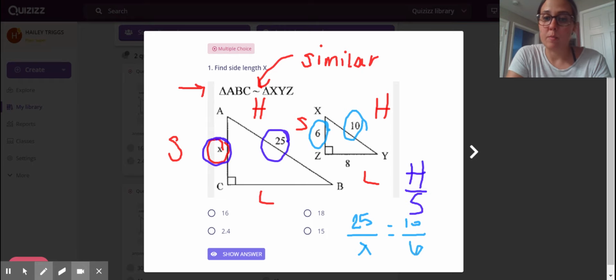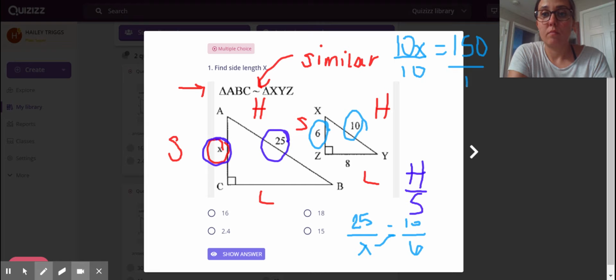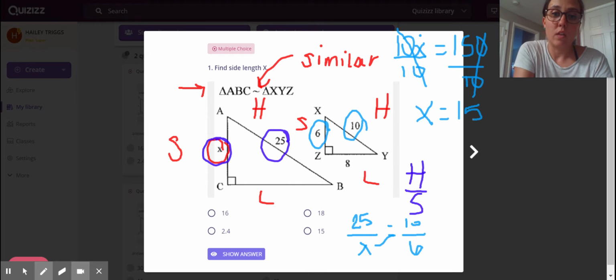So we're going to cross multiply to solve for X. 10 times X is just 10X, and 25 times 6 is 150. Divide by 10. That gives us X by itself. I'm going to use the zero trick. I can cross out the zeros. So 15 divided by 1 is just 15, which means that X equals 15.